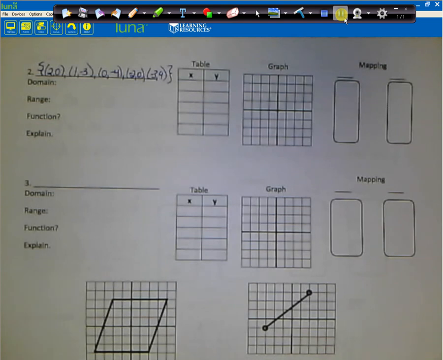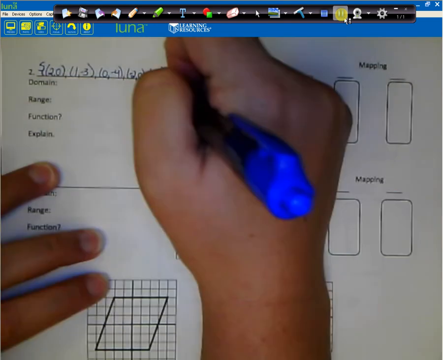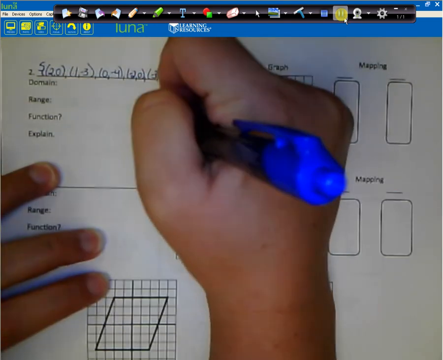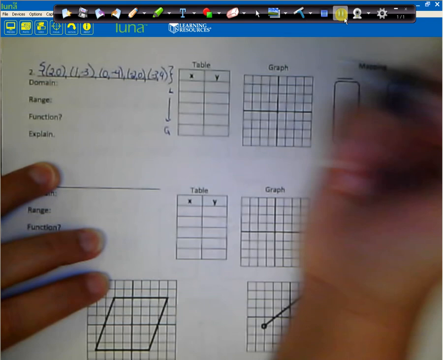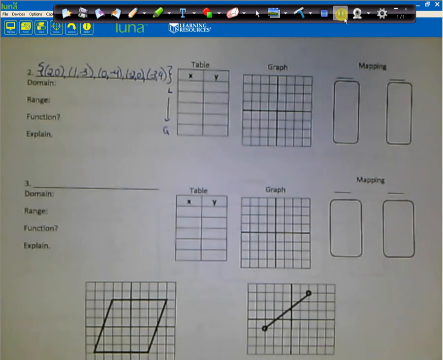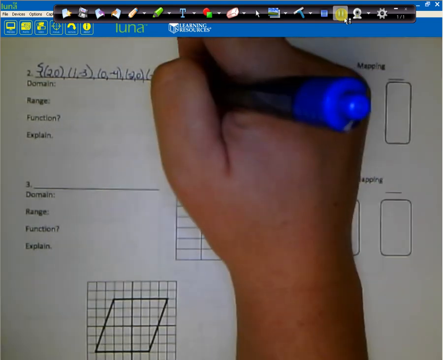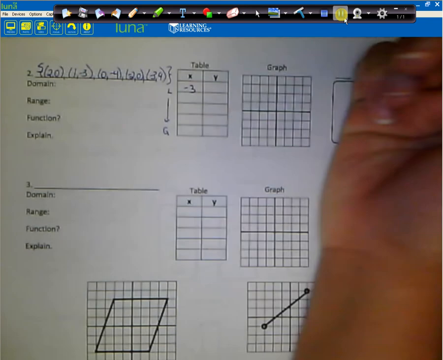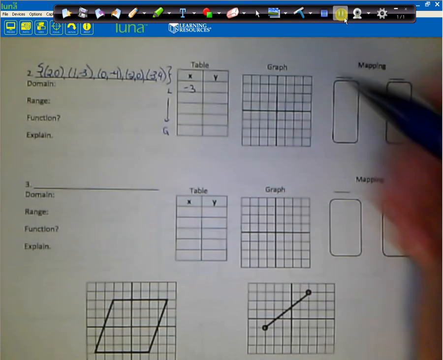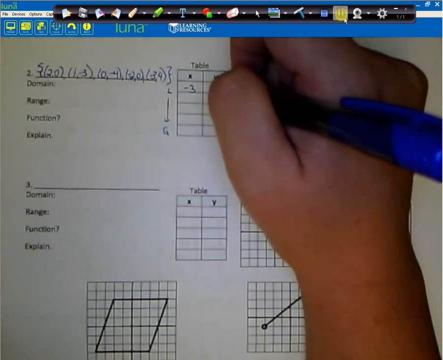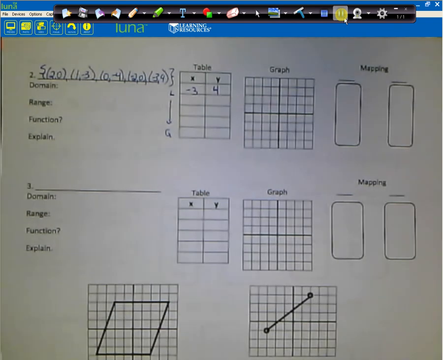We're first going to look at the table. So the table, the X's need to be ordered from least to greatest. And that's only the X's for the table that need to be ordered least to greatest. So to order these least to greatest, I'm going to look at my X's. My first one's -3. And then my Y that goes with -3 is 4. So -3, 4 is the first one.